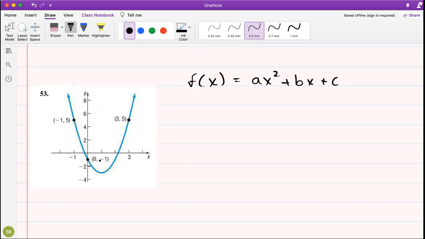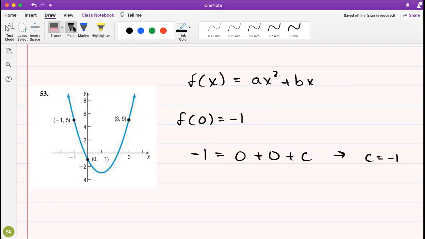First off, we have the point (0, -1). That tells me if I plug in 0, I'll get -1 for my y value. So f of 0 is equal to -1. So plug in 0 and set this thing equal to -1. What will you get? You'll get 0 plus 0 plus c, which tells you c is equal to -1. We've already found one value here.